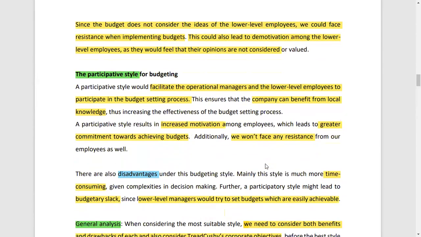Then let's move on to the participative style of budgeting. A participative style would allow the operational managers and the low-level employees to participate in the budget setting process. Again, I started by defining what a participative style of budgeting is. This ensures that the company can benefit from local knowledge, which leads to increased motivation as well. Because of the increased level of motivation, it leads to greater commitment towards achieving these budgets. Additionally, we won't face any resistance. So I've highlighted the benefits of participative budgeting.